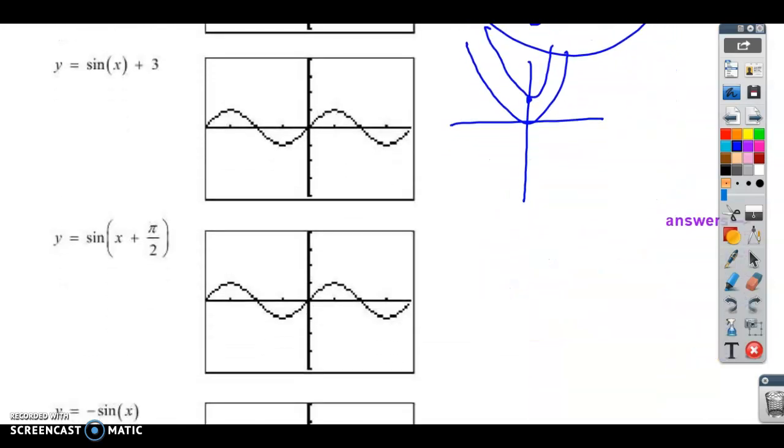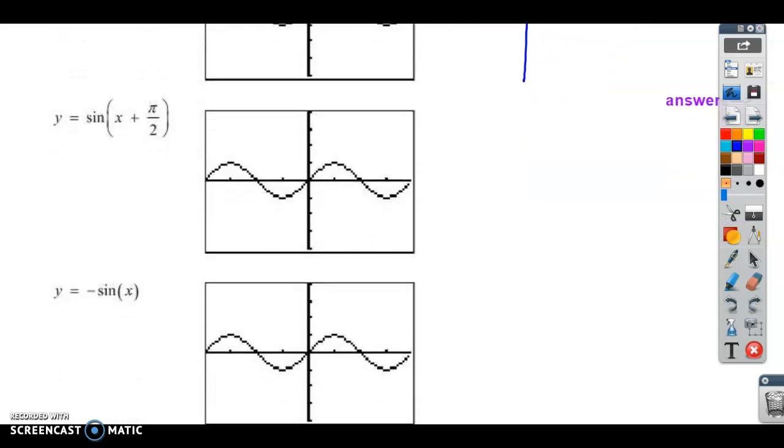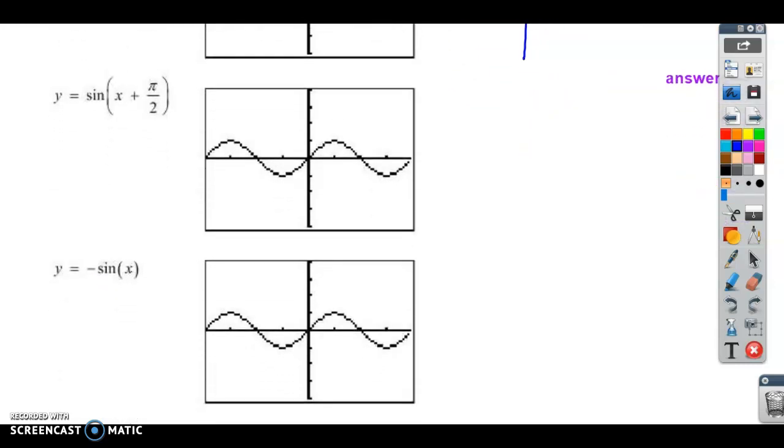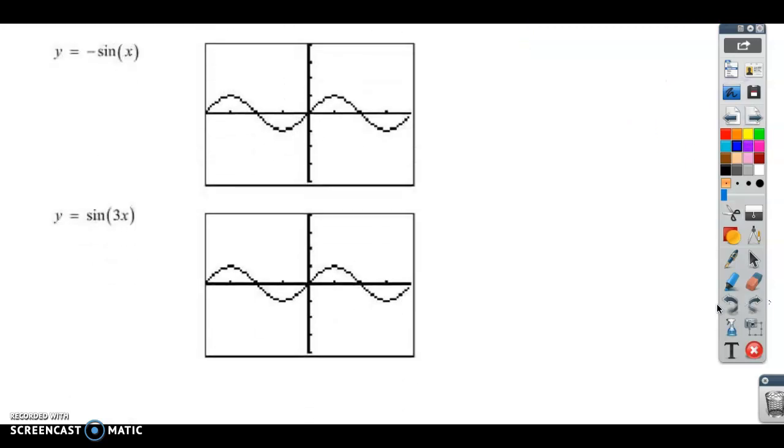Now this is a phase shift, so this changes. I want you to take a look at this on your calculator, and then I'll show you the answers in just a second. And then what happens when you throw a negative in front? What happens? And I think there's one more. Yes, this is a period change. So take a look at those, and then I'll press pause, and then we'll come back.